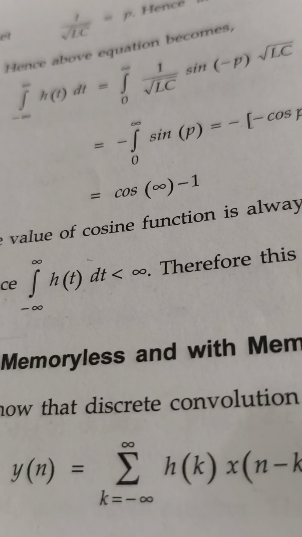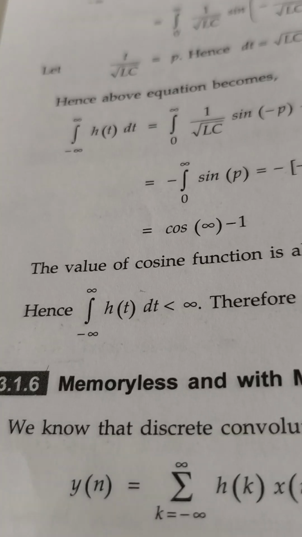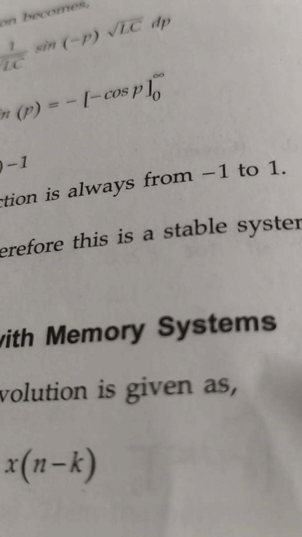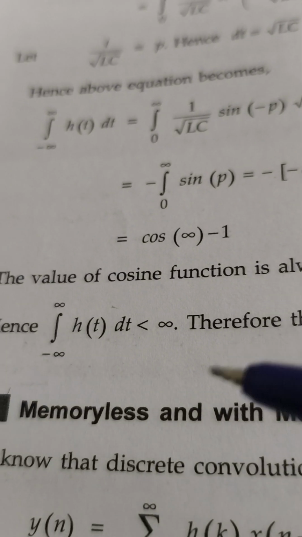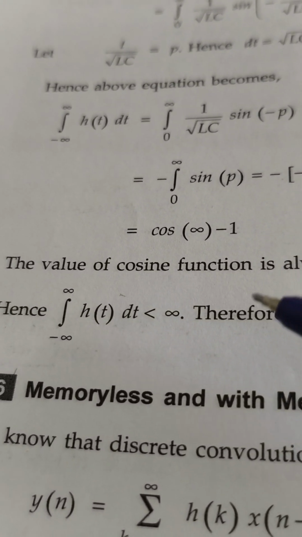Therefore, the value of cosine of any value is in between minus 1 to plus 1. Therefore, definitely it is less than 1 only. It is less than infinity only.